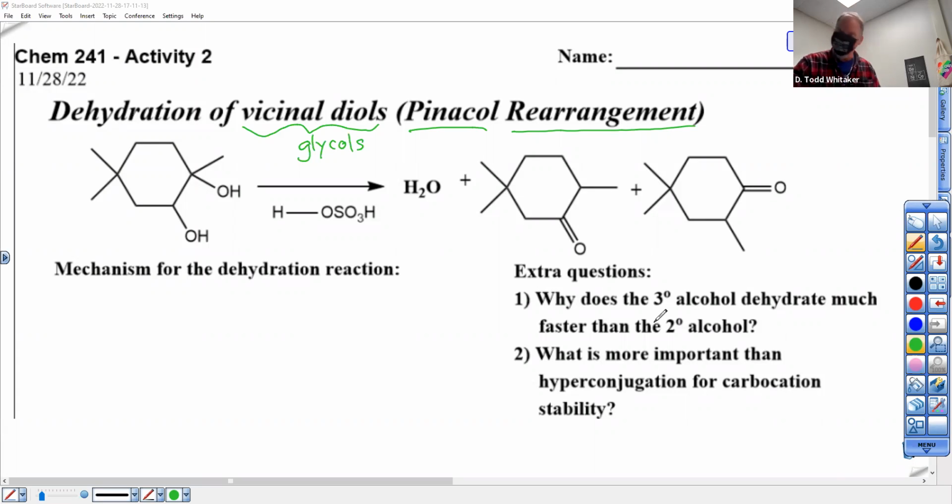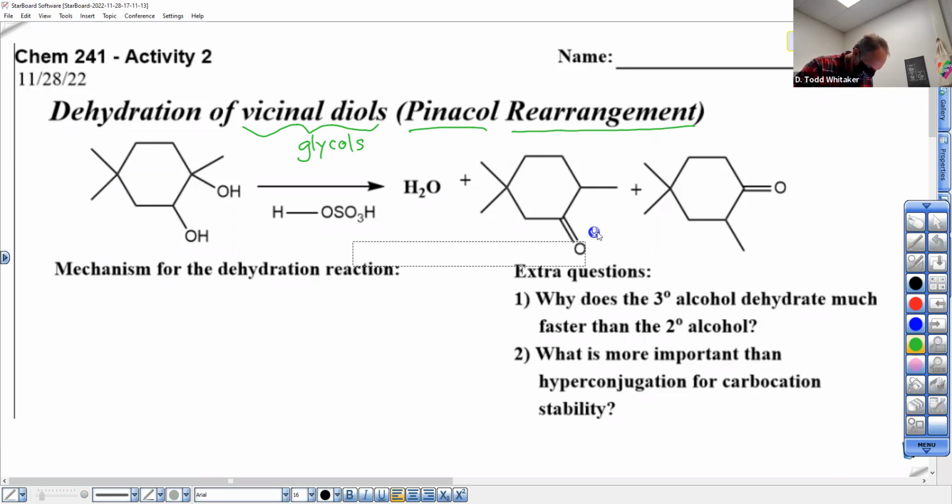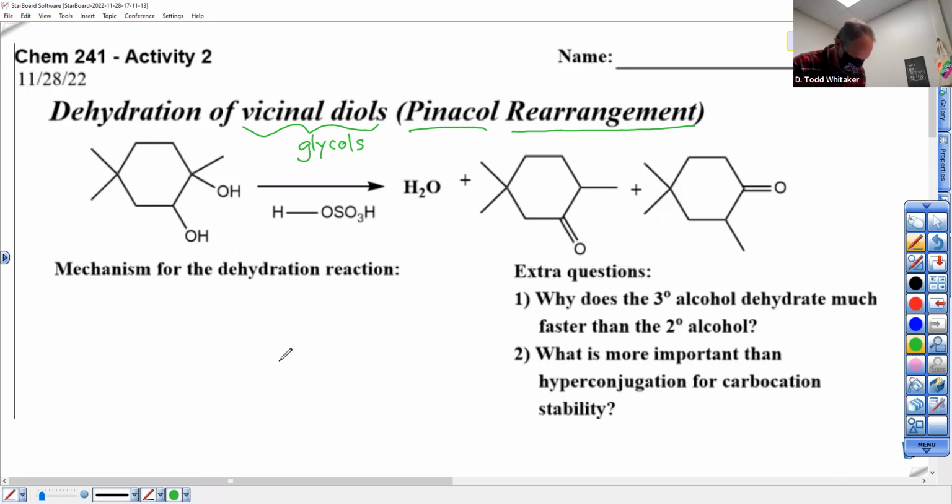I think I can write that down. Because it makes a tertiary alcohol. Clearly, the machine does not understand me very well. It did understand that. All right, I'm just going to write it down.